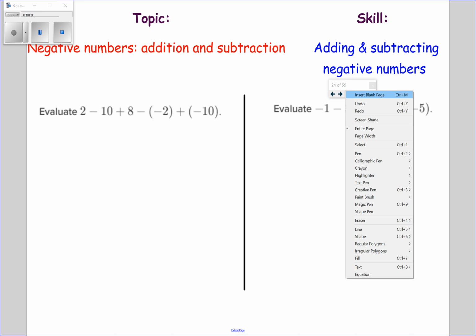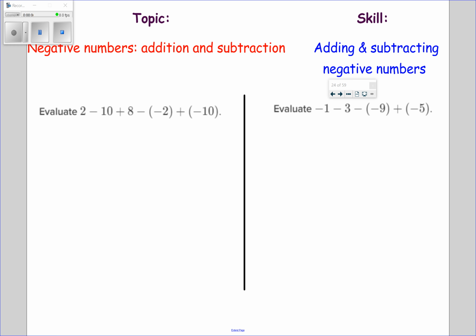All right, ladies and gentlemen, we are going to do a quick video on adding and subtracting negative numbers. So this first problem is 2 minus 10 plus 8 minus negative 2 plus negative 10. Right away, I am bothered by this, and what bothers me is right here, minus negative 2.